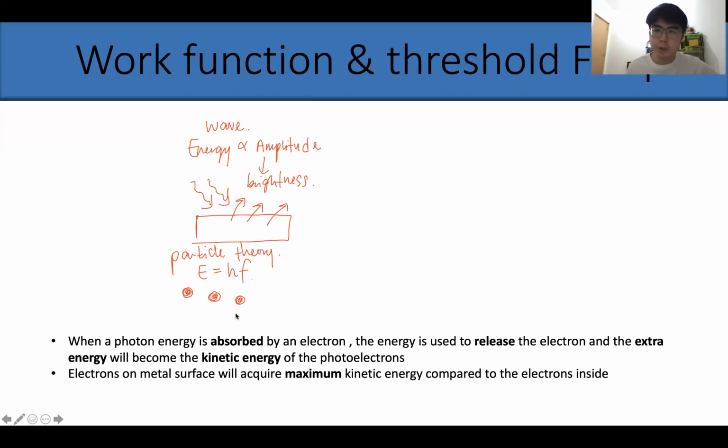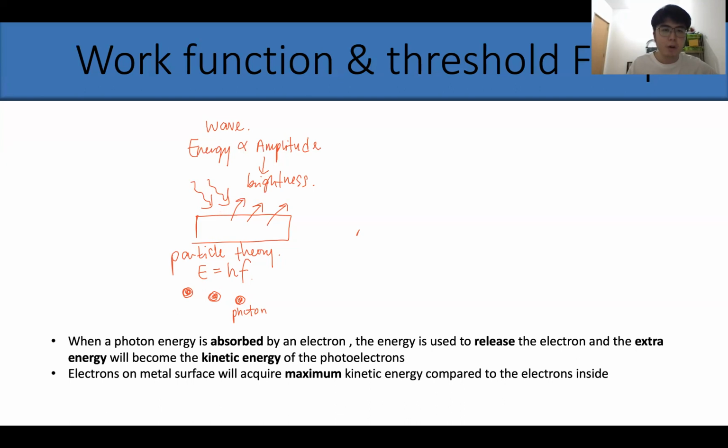One photon can only be absorbed by one electron. And it has to be a very specific energy level that the electron can absorb. Not all photons can be absorbed; only a specific energy will be absorbed. So that is the overview, a recap from the last lesson.